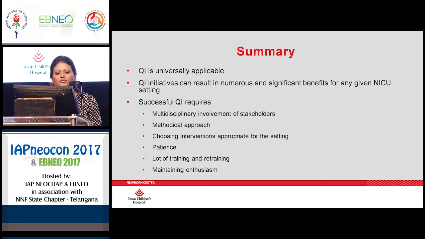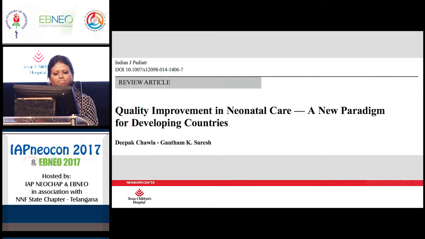So essentially, my big take-home message is that QI is universally applicable. QI initiatives can result in numerous and significant benefits for any given NICU setting. And a successful QI project requires a multidisciplinary team and involvement by various stakeholders, a methodical approach, choosing interventions appropriate for the setting, a lot of patience, a lot of training and retraining, and efforts at maintaining enthusiasm.